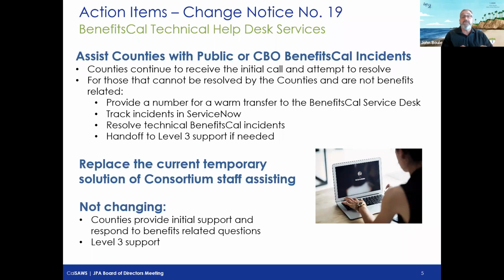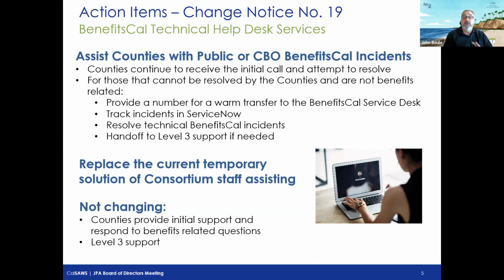So there are two parts of this change notice. On the Benefits Cal and the help desk, you might ask why we are engaging Accenture on the Benefits Cal side. Accenture subcontracts with Gainwell to run our help desk, and we're utilizing the dollars and budgets that we have in order to put this in place and stand it up immediately in advance of the Cal-Win counties coming live.